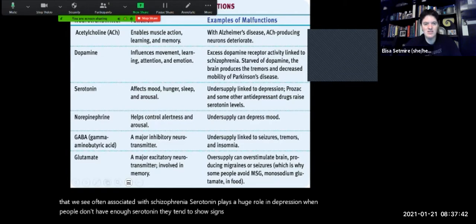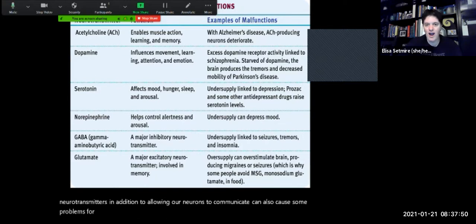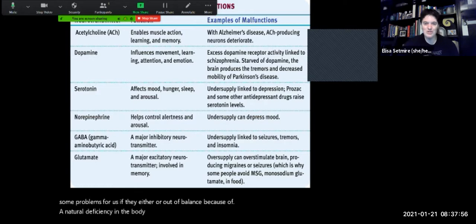So we see that these neurotransmitters, in addition to allowing our neurons to communicate, can also cause some problems for us if they either are out of balance because of a natural deficiency in the body, or maybe they become out of balance due to consuming a substance or a drug that might alter them a little bit.